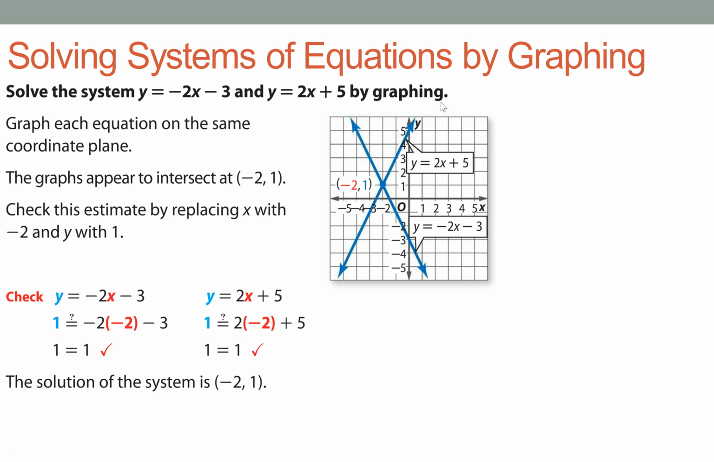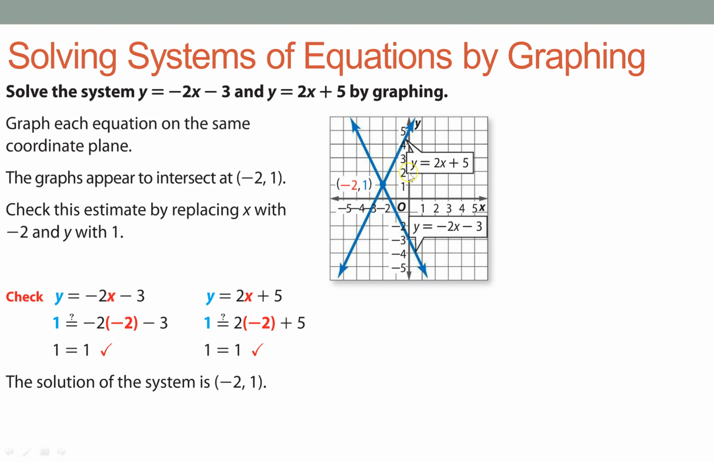Awesome. What does that mean? All that means is that when I graph these two lines with a ruler, then I see that they should intersect right here in quadrant 2. And I have negative 2 comma 1 as their intersection point.